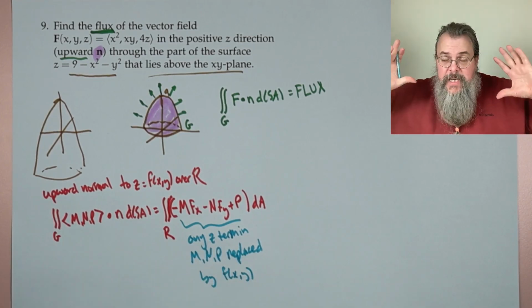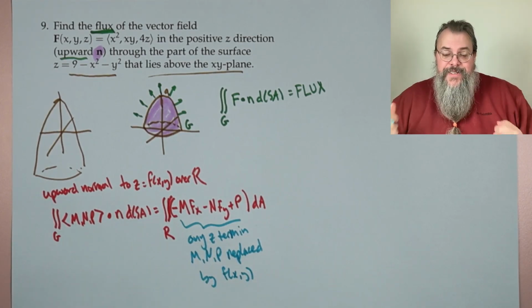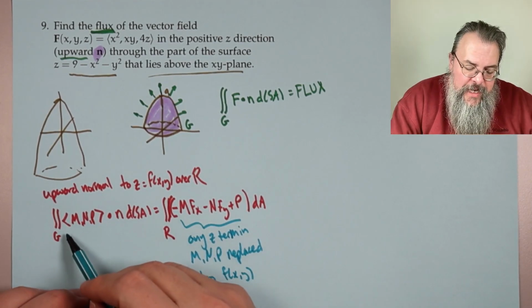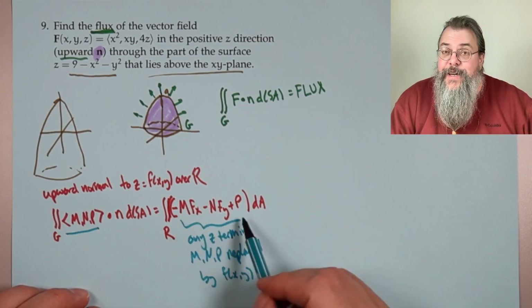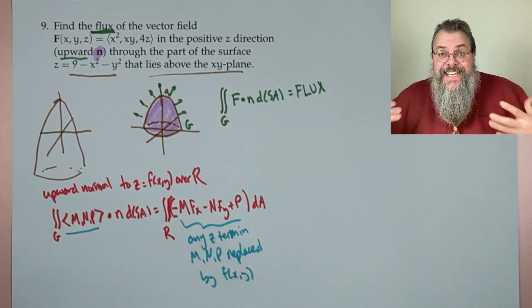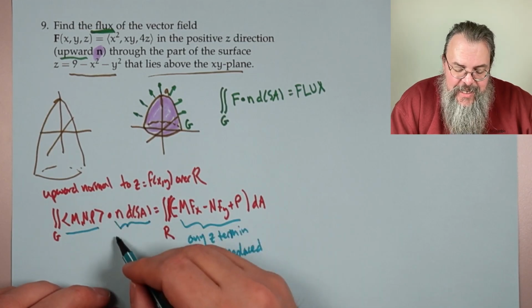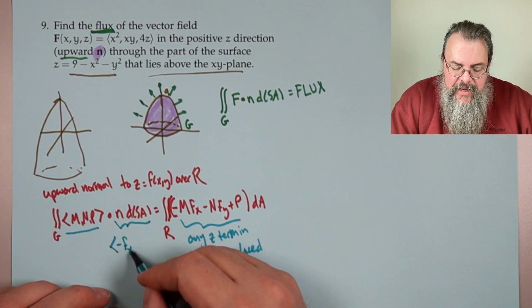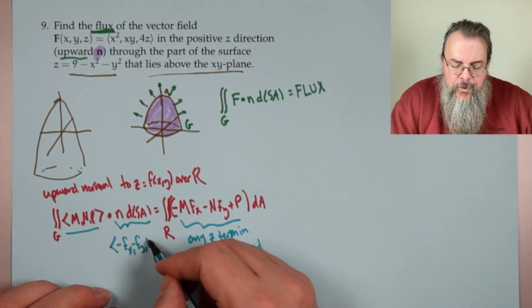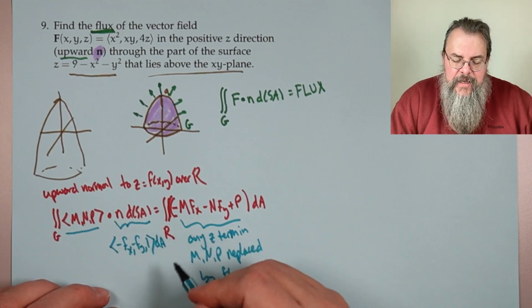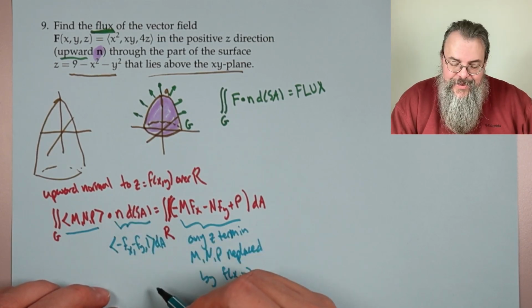That's it. That's the whole thing in a nutshell. Now, why does this work? Well, we already have our M and P, and this feels like a dot product, and it basically is a dot product. Because what's going on is this N dS is minus Fx, minus Fy, 1 dA. That's what it boils down to.